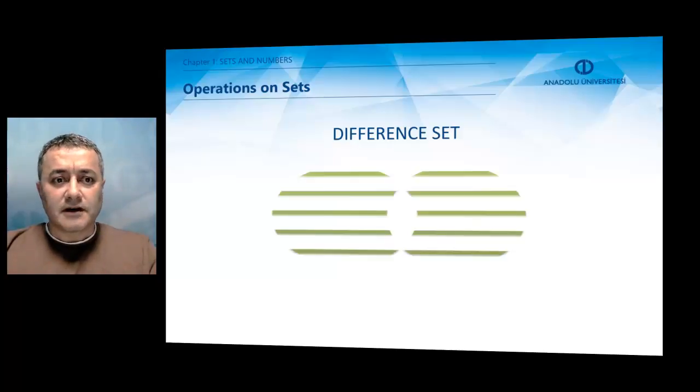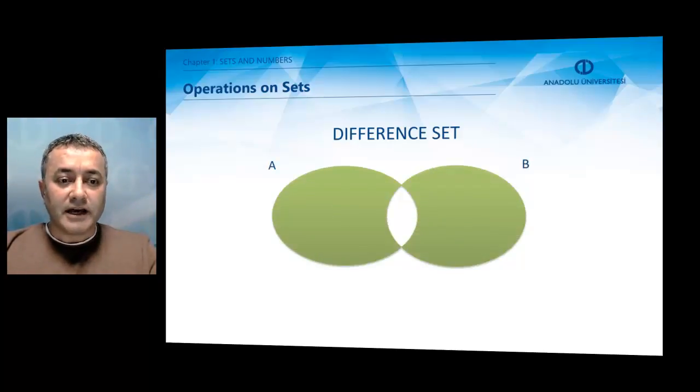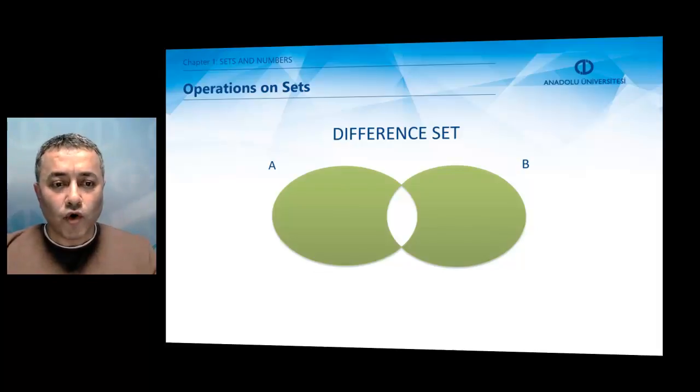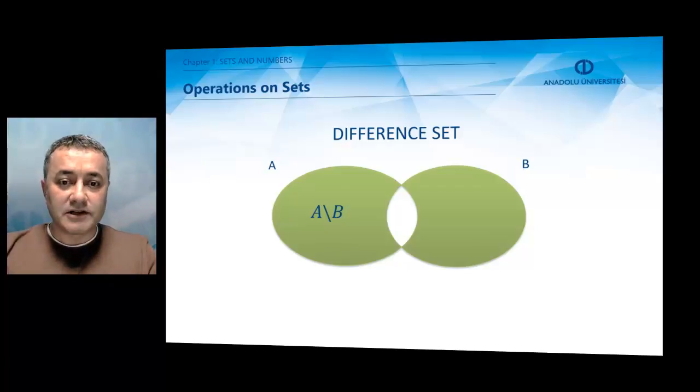Two sets are given, A and B, and if we remove all the elements of B which are already in A, we obtain a new set which we call A minus B and denote it by A backslash B. We may similarly obtain a new set by removing all the elements of A from the set B, so that we have B minus A. And we denote it by, again, B backslash A.